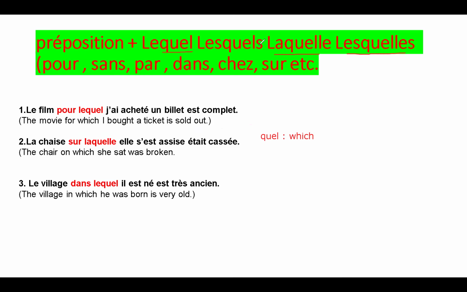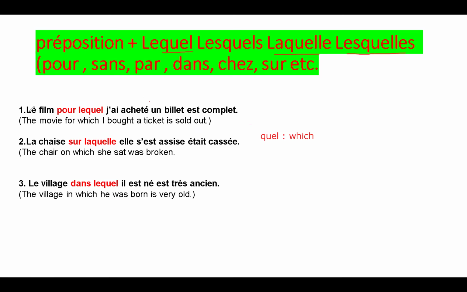The meaning is which. Now here we are focusing on different prepositions, that is pour, and we combine it with lequel, laquelle, lesquels, according to the gender. So if we say pour laquelle, the meaning is for which. If we want to say without which, we say sans laquelle. If we say by which, we use par laquelle. Dans laquelle, in which, chez laquelle, sur laquelle, on which, we use different prepositions.